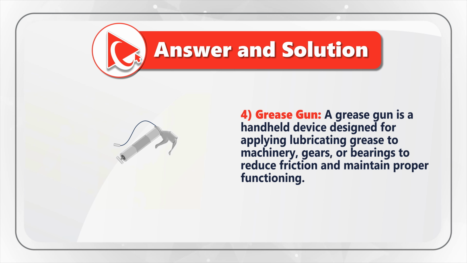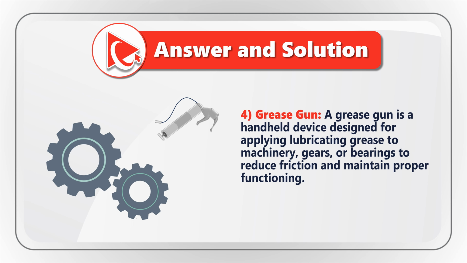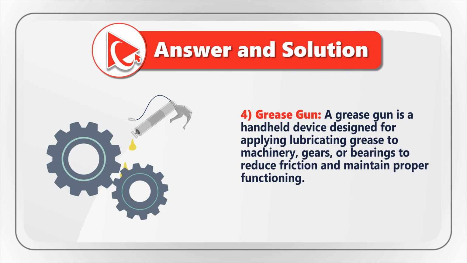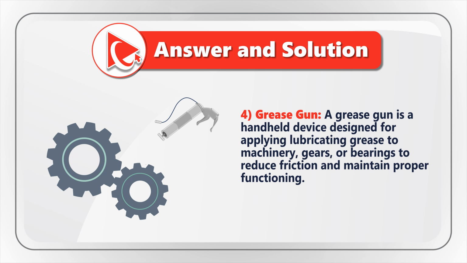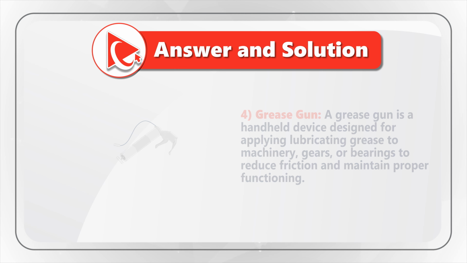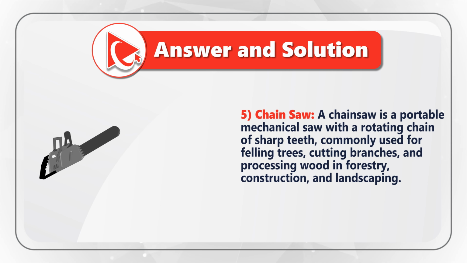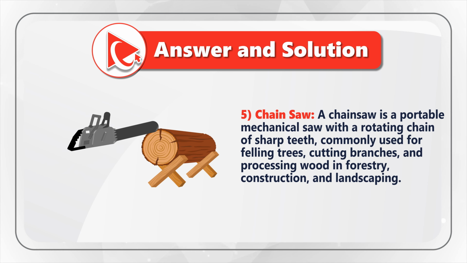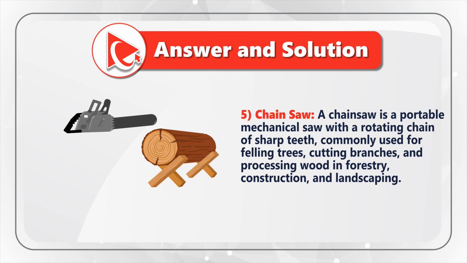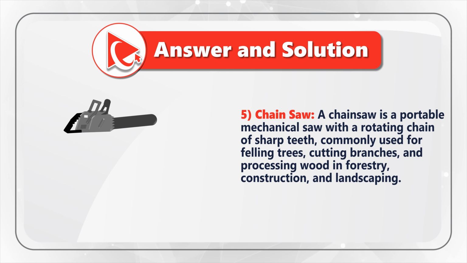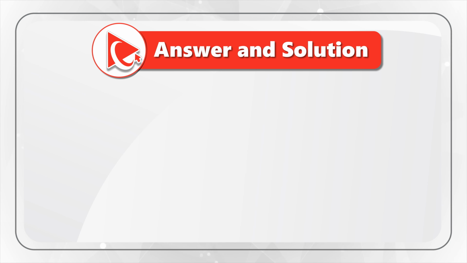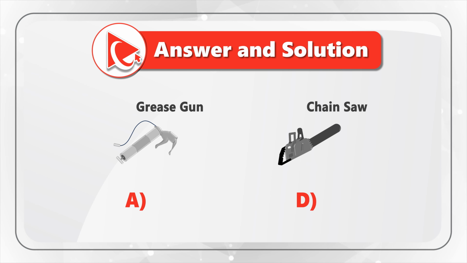I think choice 4 is a grease gun. A grease gun is a handheld device designed for applying lubricating grease to machinery, gears, or bearings to reduce friction or maintain proper functioning. And last but not least, description 5 resembles a chainsaw. A chainsaw is a portable mechanical saw with a rotating chain of sharp teeth, commonly used for felling trees, cutting branches, and processing wood in forestry, construction, or landscaping. You can see grease gun matching image A and chainsaw matching image D.